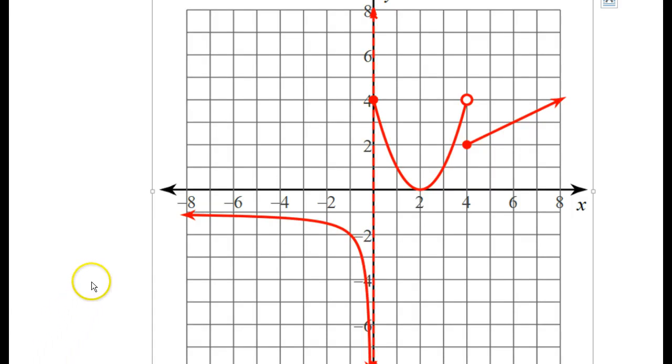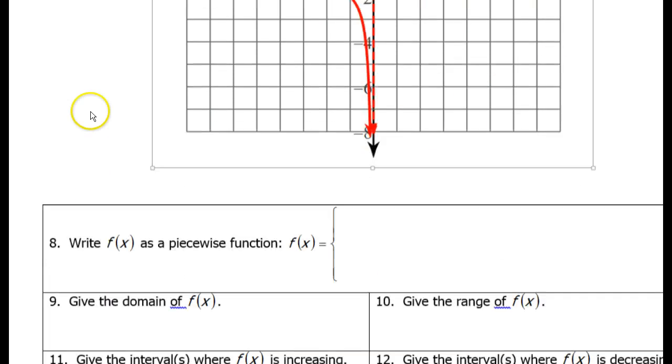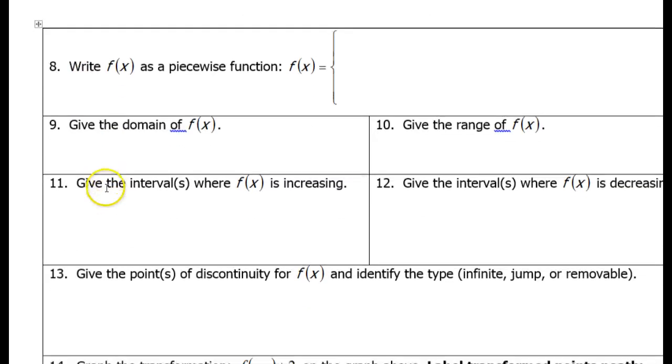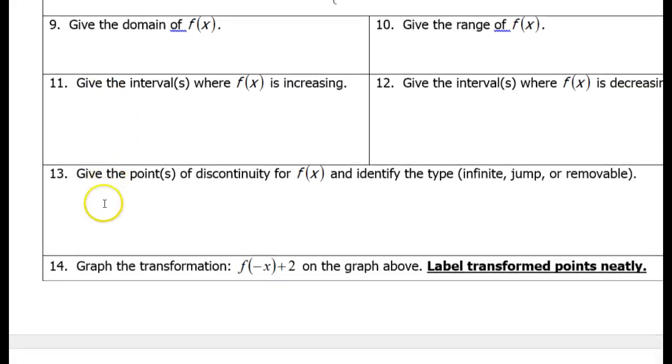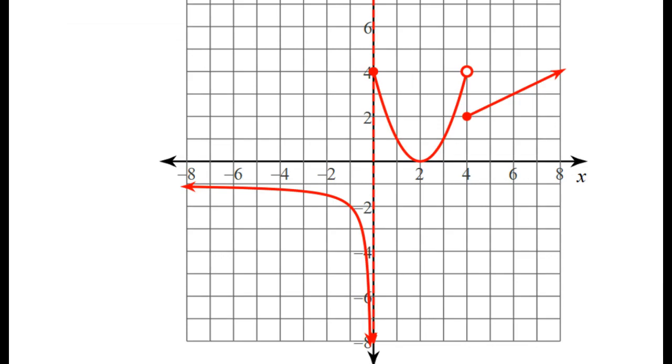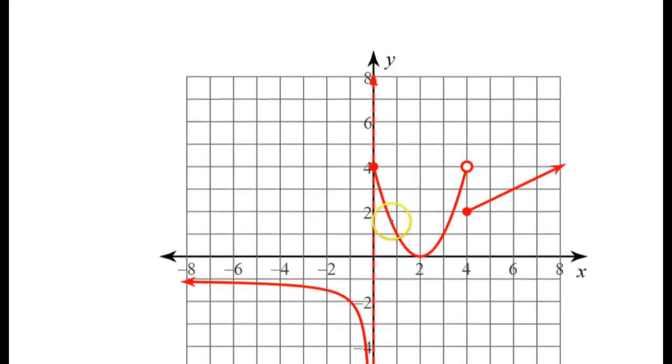In this video, I will show you how to take this very complex piecewise function and I'll take this graph and we'll write the piecewise function for it, the actual equation. And then we'll answer several questions about it, including things like domain and range. And then I will show you how to do a transformation of it based on this function. But first we need to write the piecewise function.